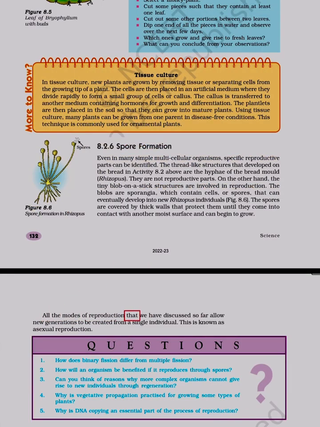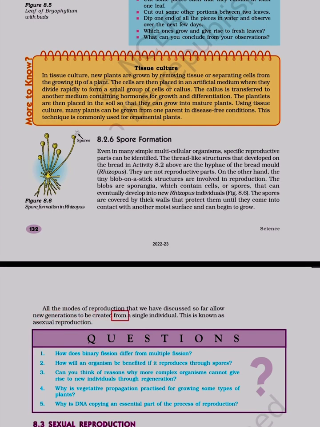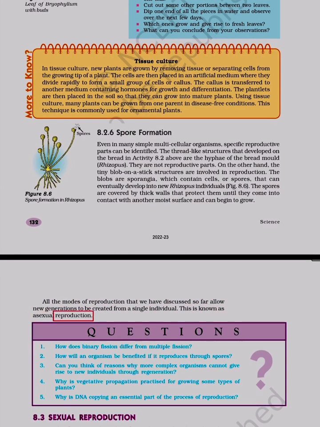All the modes of reproduction that we have discussed so far allow new generations to be created from a single individual. This is known as asexual reproduction.